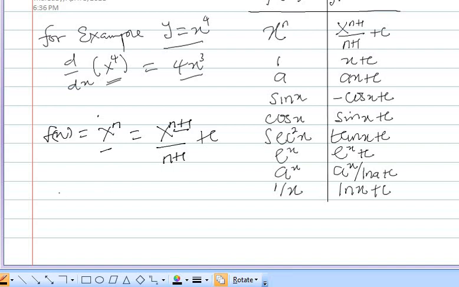And if you have a constant term, let's say you have 1, the integral is just x plus c. And if you have a, it is just ax plus c. Like if you have a constant term, let's say the integral of 200, you can just say 200x plus c, and so forth.